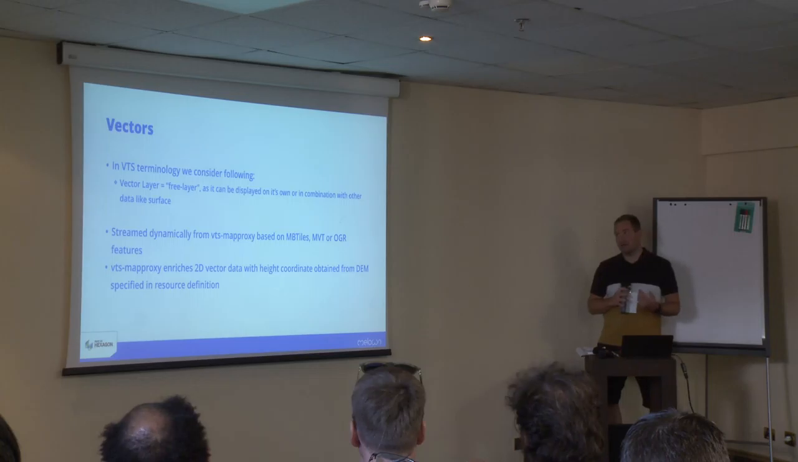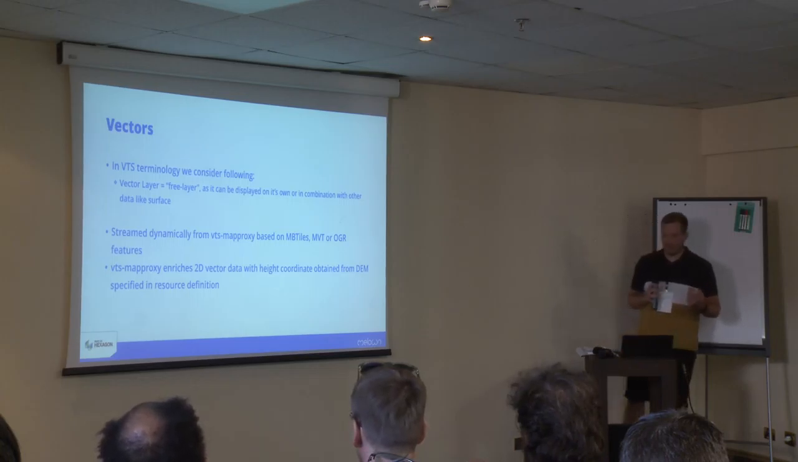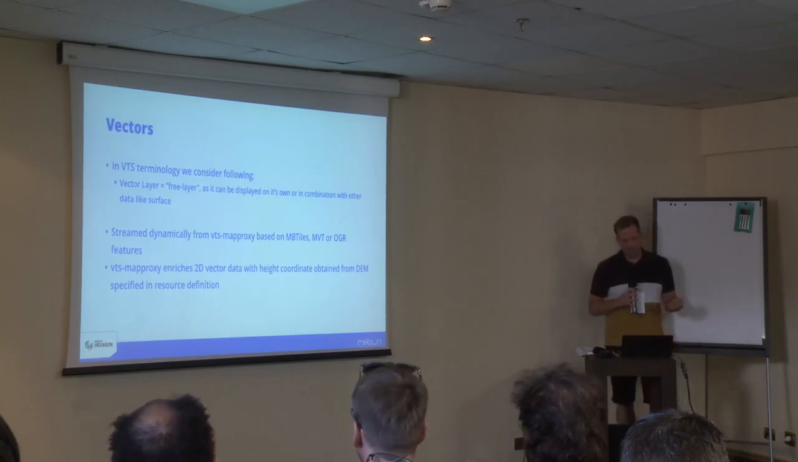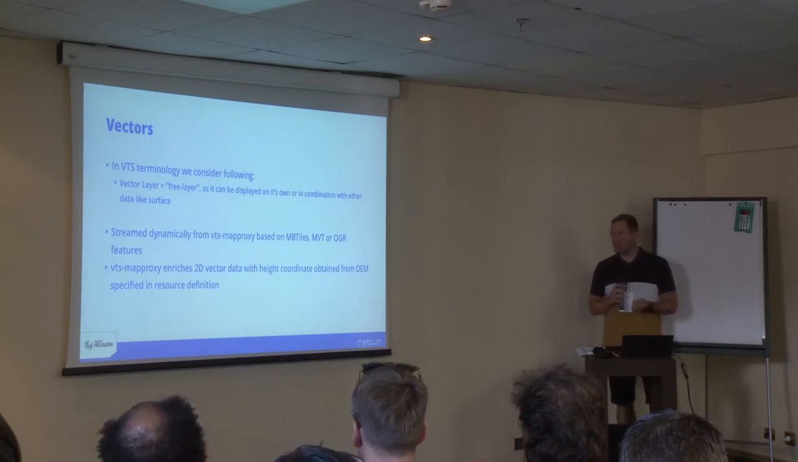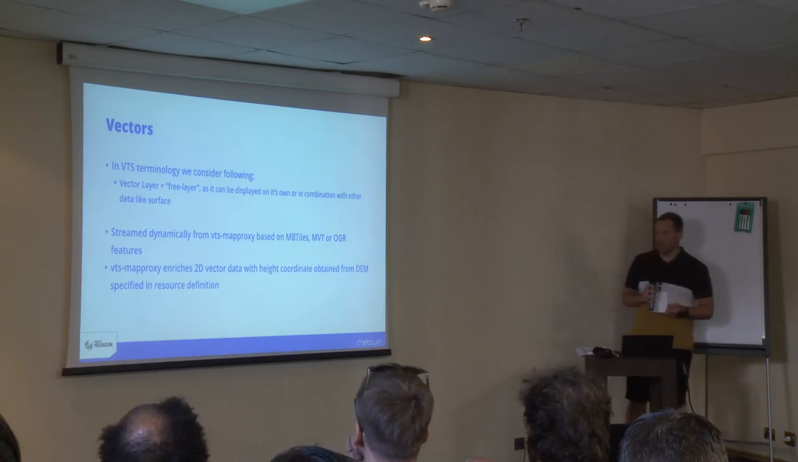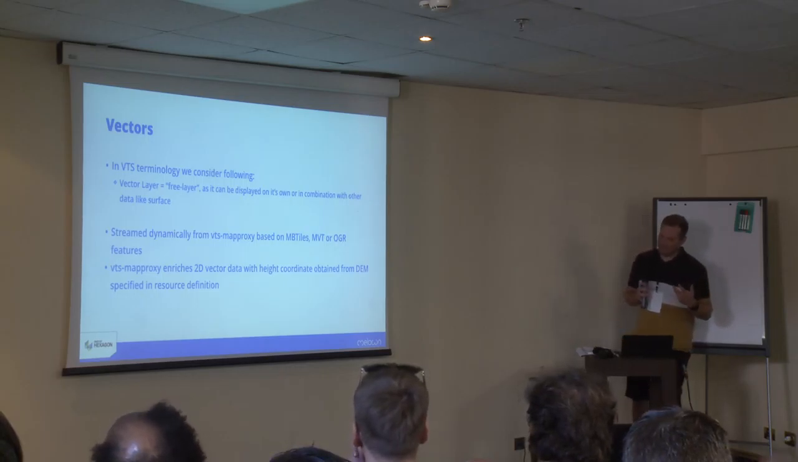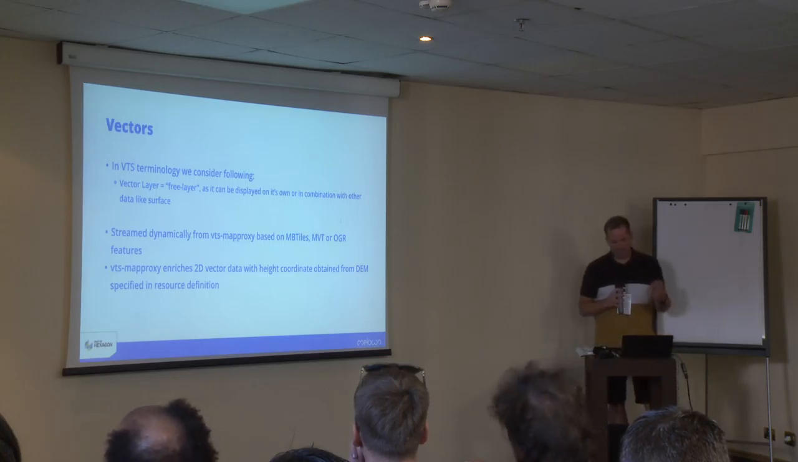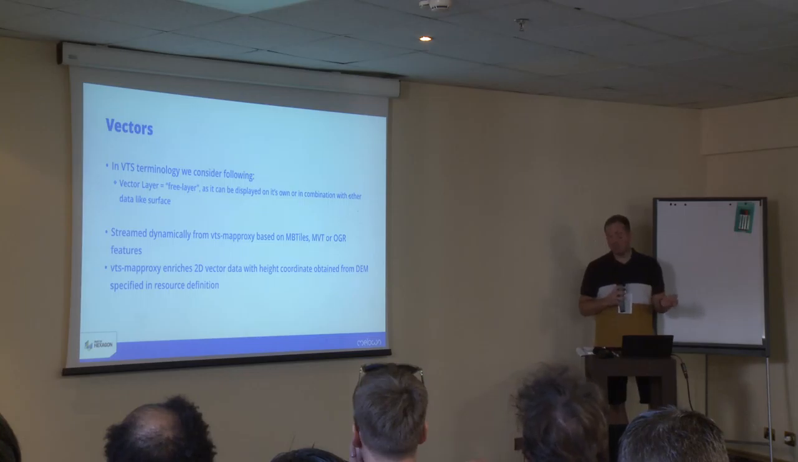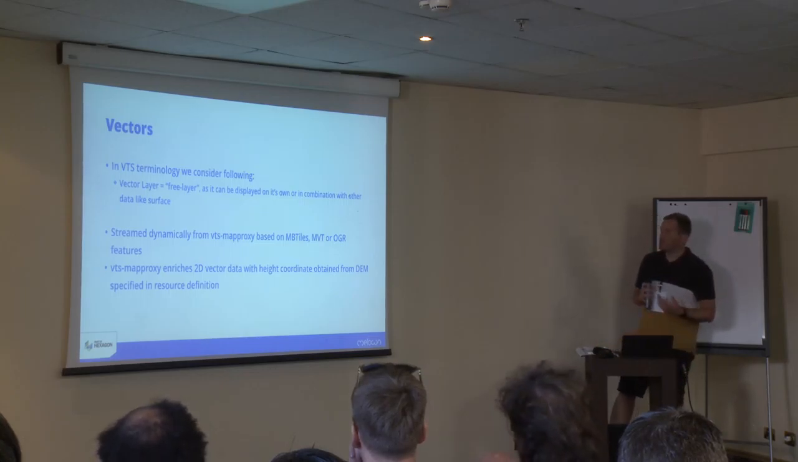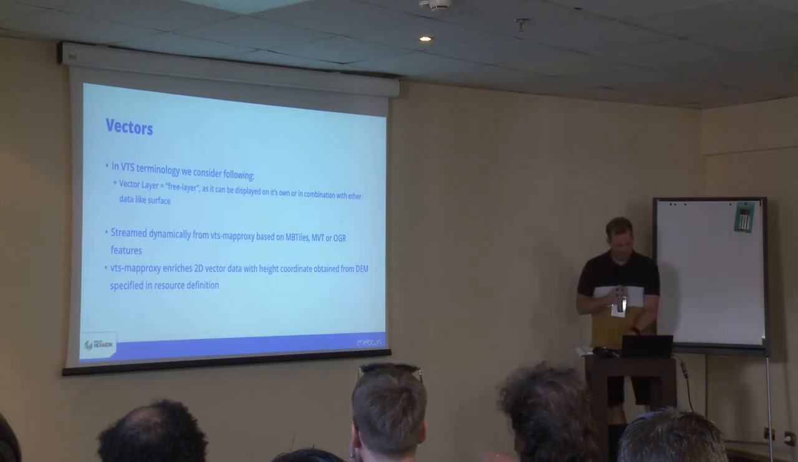Those are streamed dynamically from a VTS map proxy server and are based on, for example, Mapbox vector tiles or OGR features. The magic in this is that VTS map proxy enriches 2D vector data with height coordinate obtained from the digital elevation model.